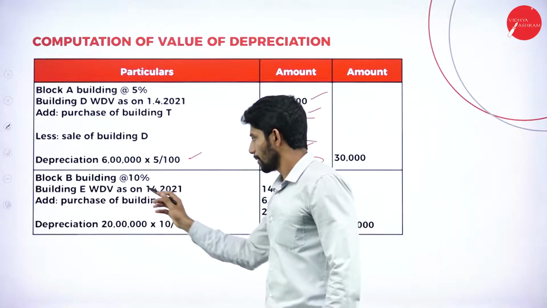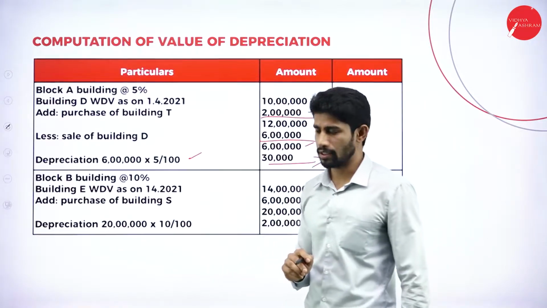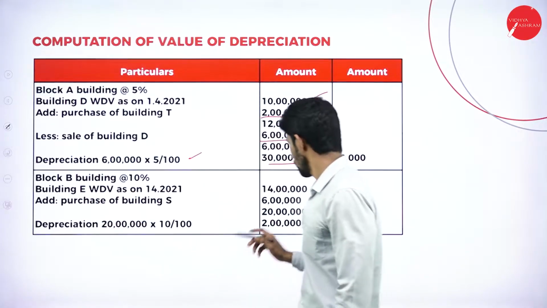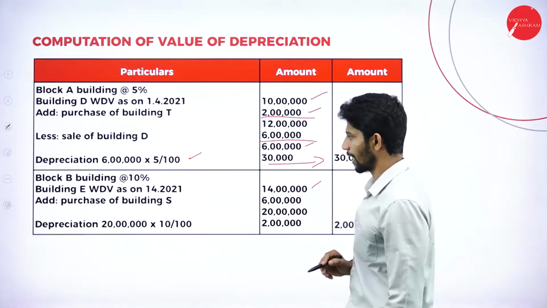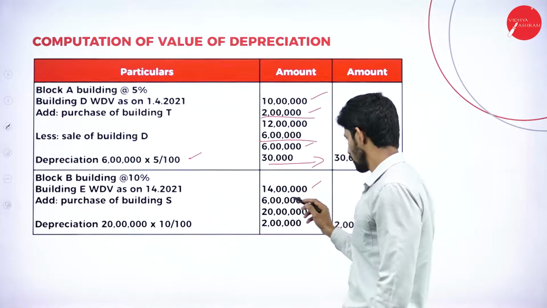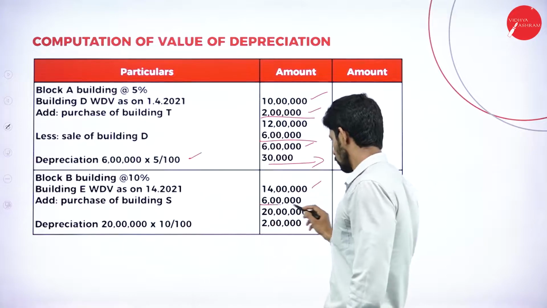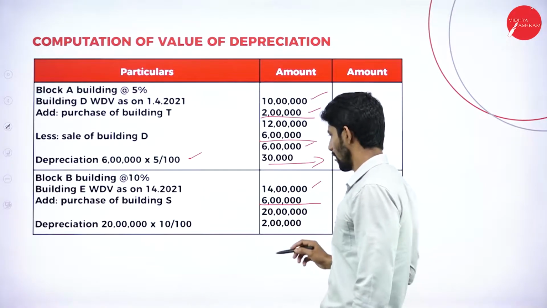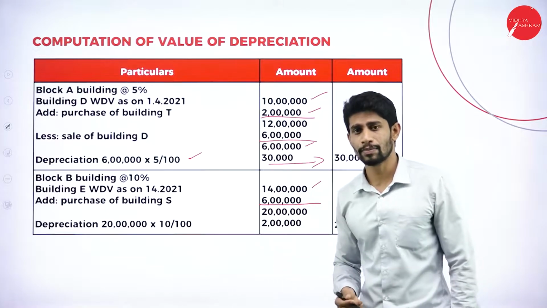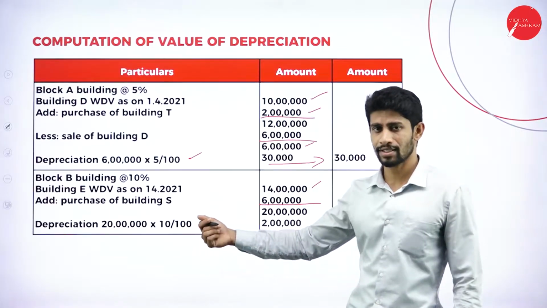Next, block B, building at 10%. So building at 10%, building E, WDV value is rupees 14 lakhs. Add purchase of building S. So what is the purchase value of building S? It is rupees 6 lakh. So total the value, you will get 20 lakhs.